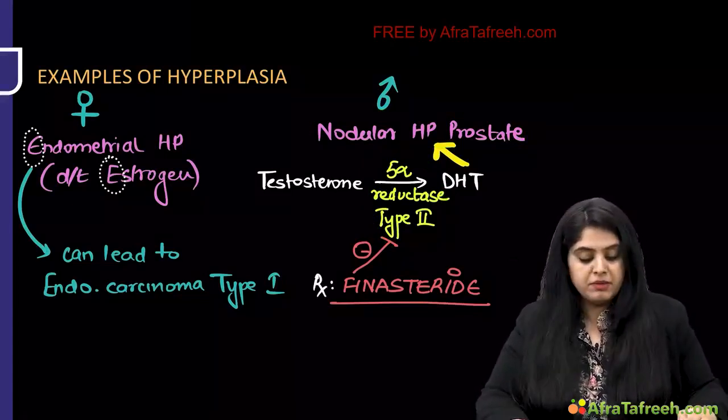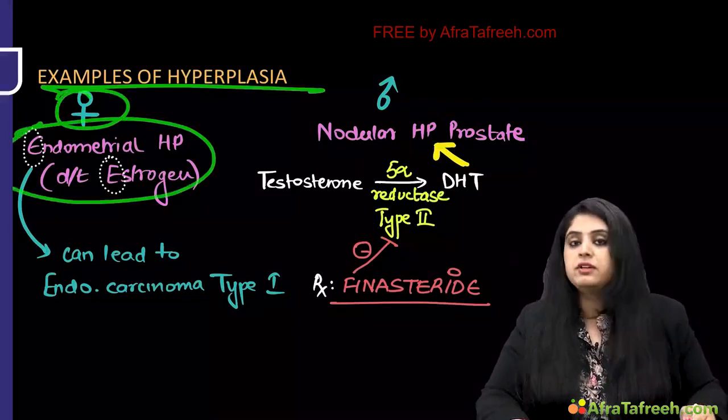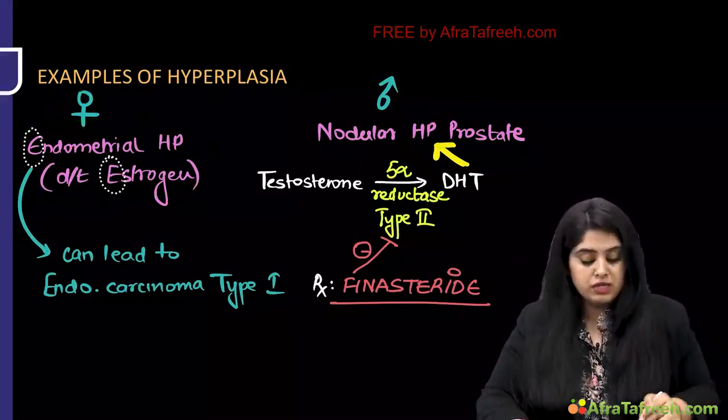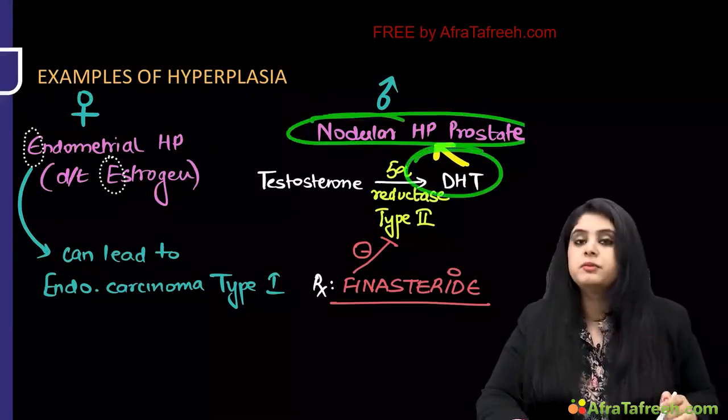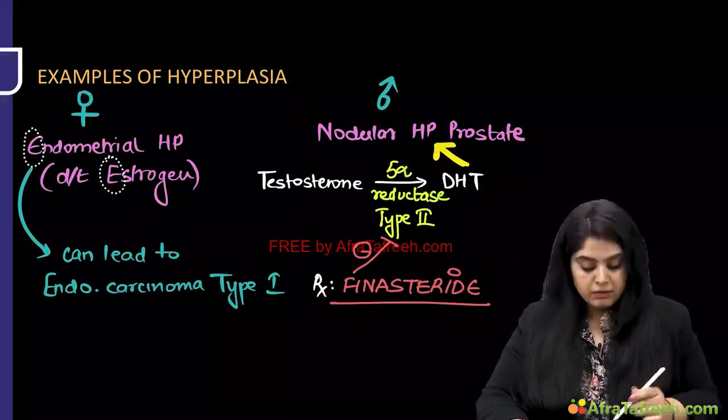prostate. So simple. For hyperplasia, one female example, that is endometrial hyperplasia because of E for the estrogen. One is nodular hyperplasia prostate because of dihydrotestosterone. Moving on to the next.